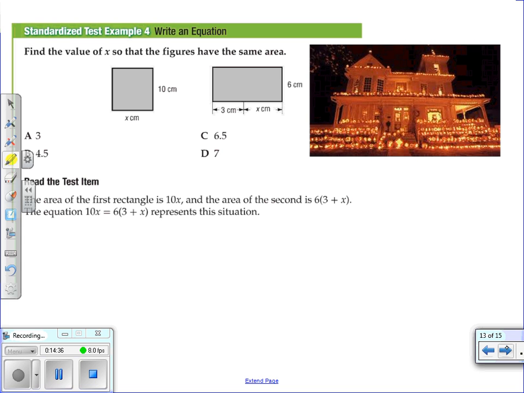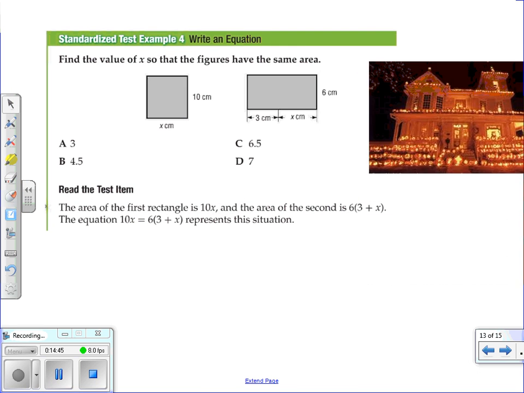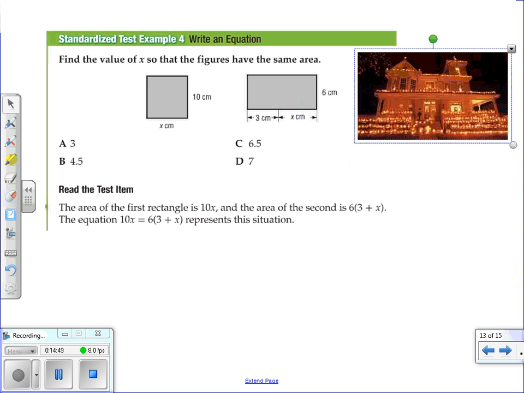Okay, we're going to write an equation, and I'm going to try and move this. Here, let me see if I can. Over a little bit. Get him smaller. Okay, there we go.